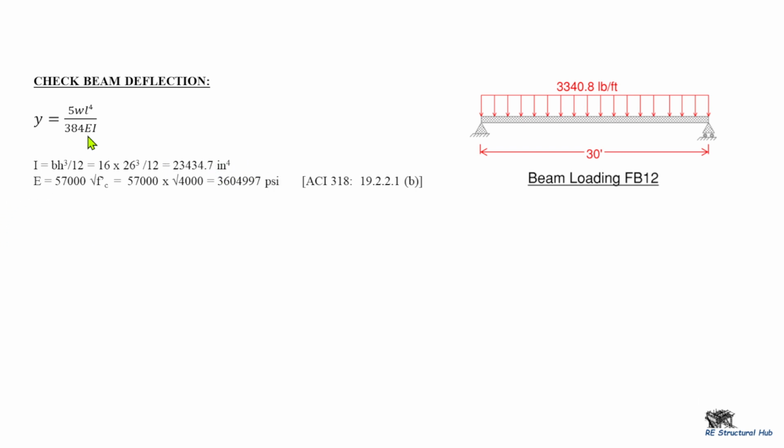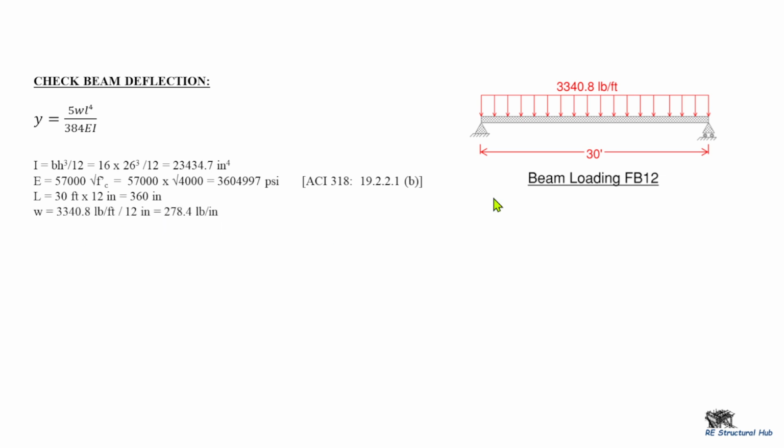The next one is the modulus of elasticity of concrete. You can check this formula in ACI code 318 section 19.2.2.1b. You will see this formula there. And for the length of the beam, we have to take note that 30 feet needs to be converted into inches, because sometimes we make mistakes and forget to convert it into inches.